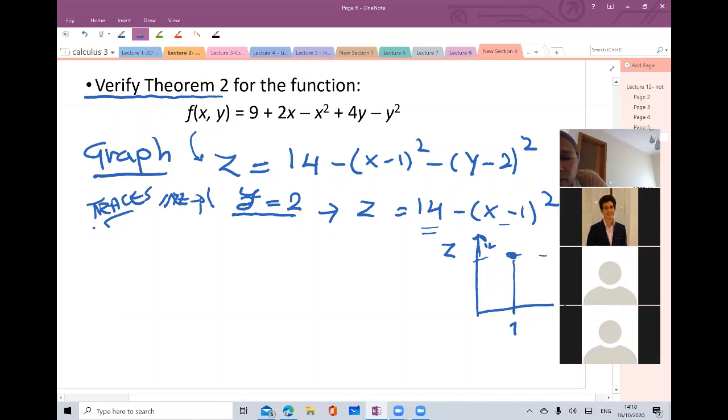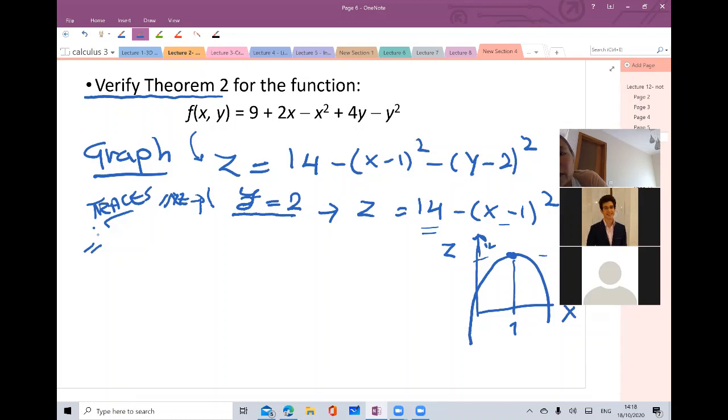So I have something like this, right? A parabola looking down, right? Now if I did my traces in the xz plane, shouldn't we put y equals zero? I just told you, there is a shift in your variables. If you put 0 you're going to get a trace, but it's not easy.